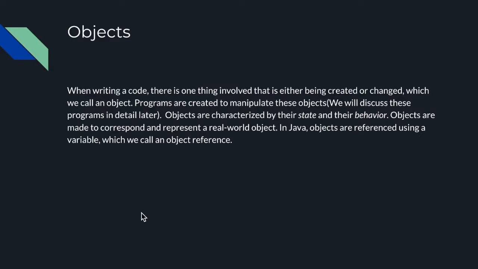When writing code in Java, there's one thing involved that's either being created or changed. This is what we call an object. Programs are created to change these objects, which we will discuss later in detail. Objects are characterized by their behavior and their state. Objects are made to correspond to and represent a real-world object. I will show an example after this. In Java, objects are referenced using a variable which we call an object reference.